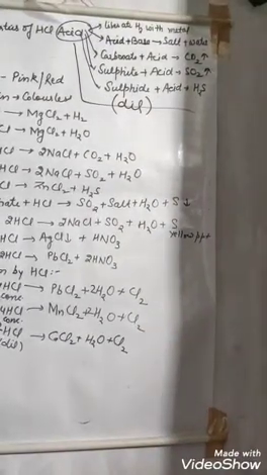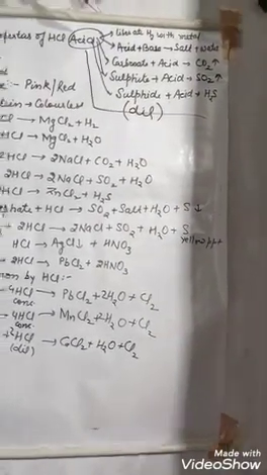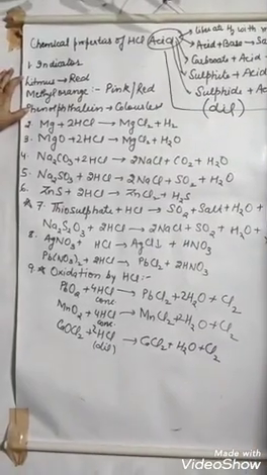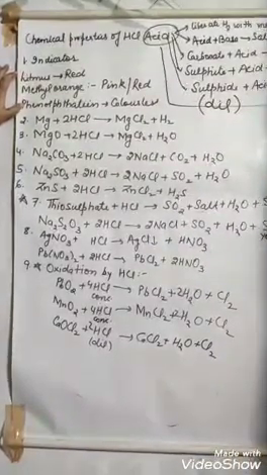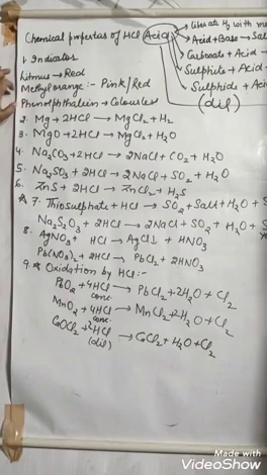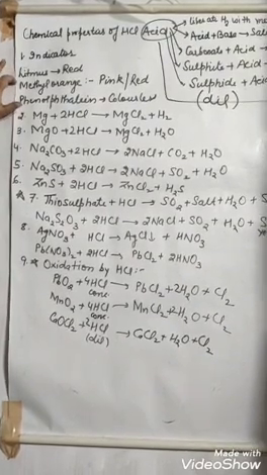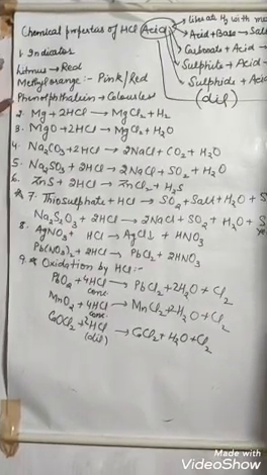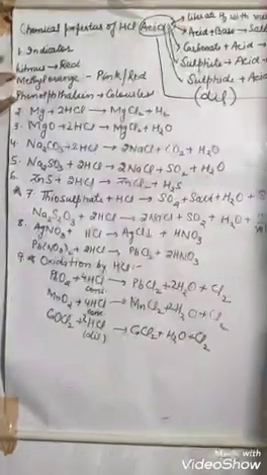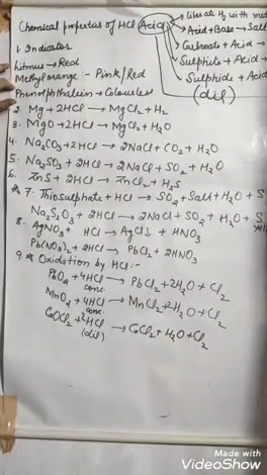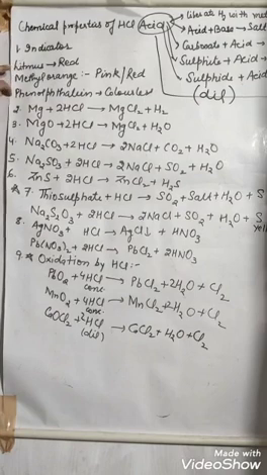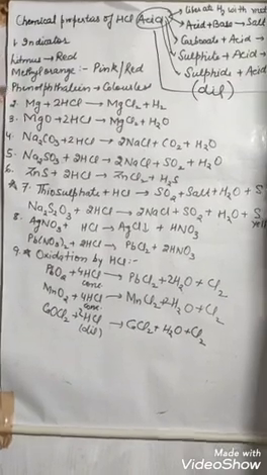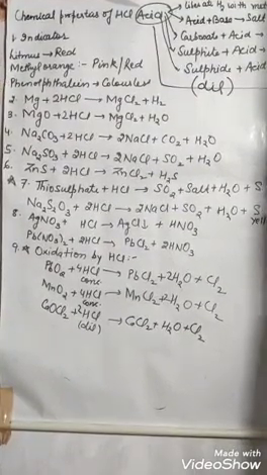First one, indicator. Three types of indicators are there: first litmus, second methyl orange, third phenolphthalein. Blue litmus will turn red. Methyl orange will show pink or red color. Phenolphthalein will show no color, it will remain colorless.